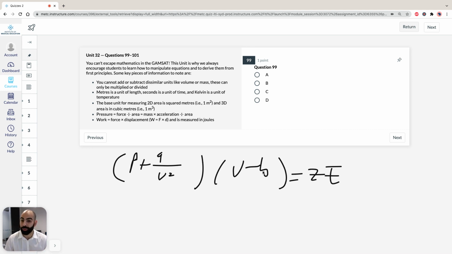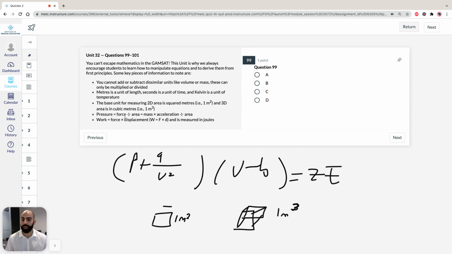Also note that meters is a unit of length, seconds is a unit of time, and Kelvin is a unit of temperature. Keep that in mind, because they ask us here to consider the dimensions of A and B in the fundamental quantities of mass, length, and time. We know the base unit for measuring 2D area is going to be squared, so let's say meters squared. But if we have a 3D volume like a cube, this is going to be measured as cubic meters.